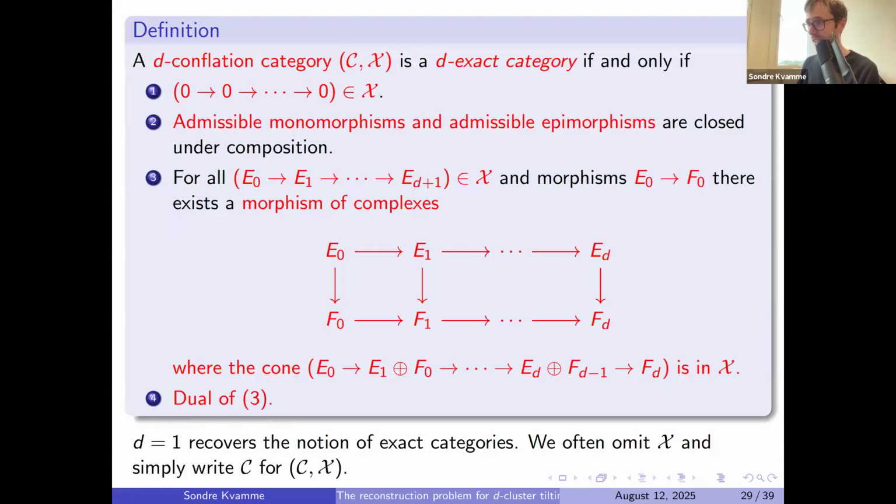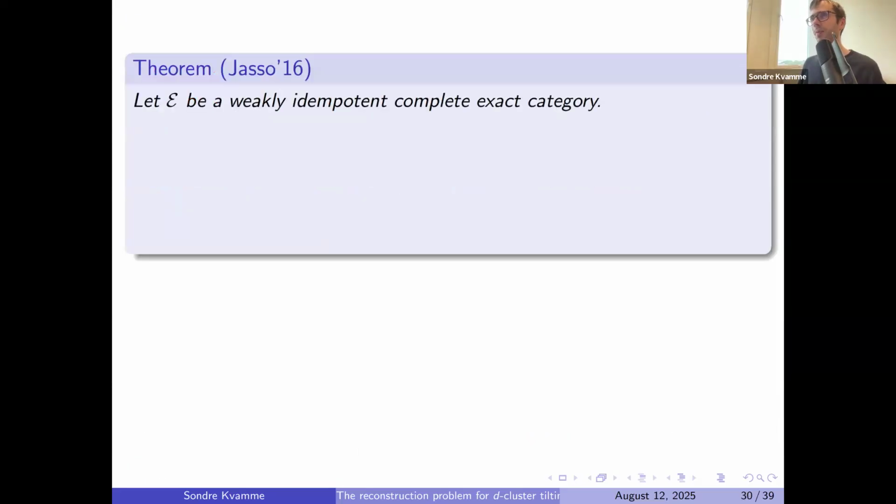And similar to exact categories, for D-exact categories I will usually omit this class X of admissible D-exact sequences and just write C for the pair (C, X). But of course, you should remember that we still have a fixed class of D-exact sequences that we care about. So now let's go back to these theorems.